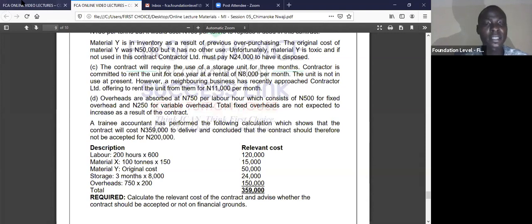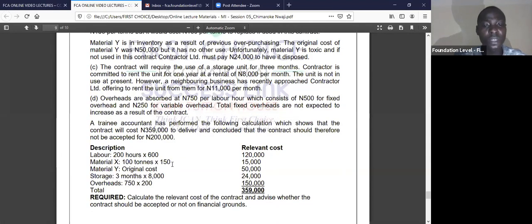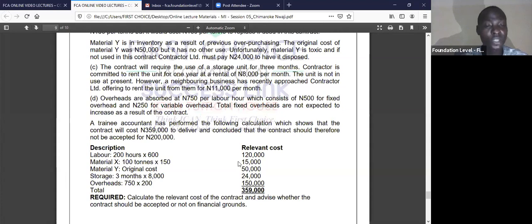Then material X, it will require 100 tons, so that's 100 multiplied by how many? Original cost was 150. So what she did was say 100 times 150, which is 15,000. Of course, you know that it is not correct. Then material Y, you see original cost there, material Y, 50,000, and that's what they put there. Of course, it's not correct.